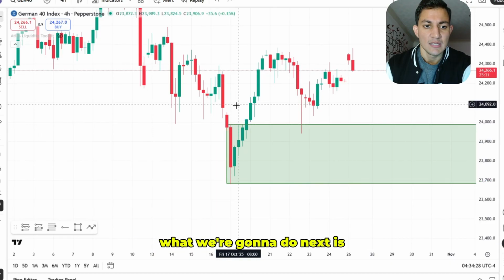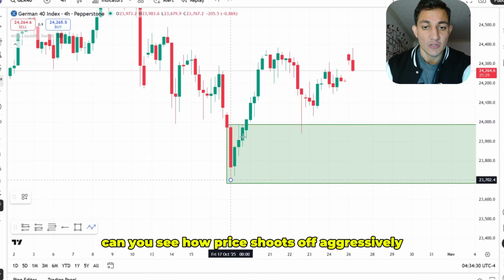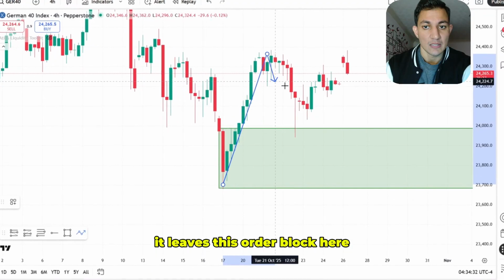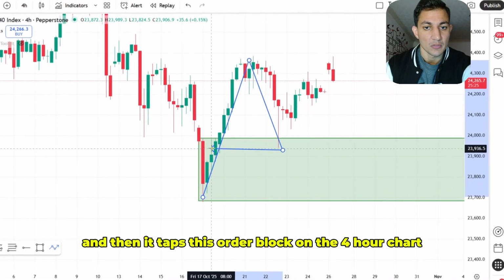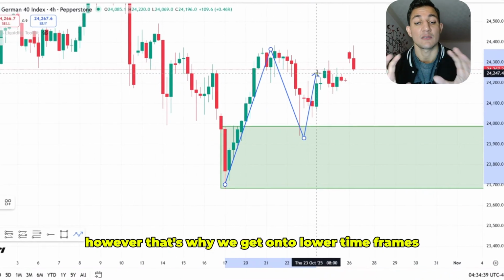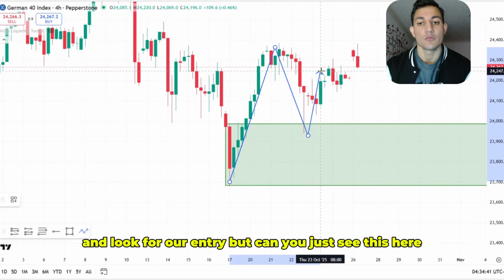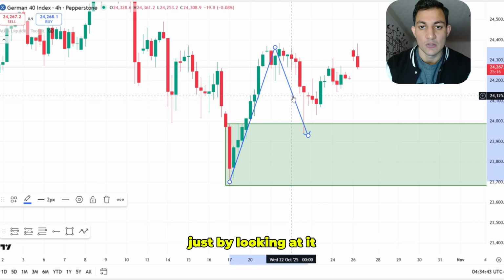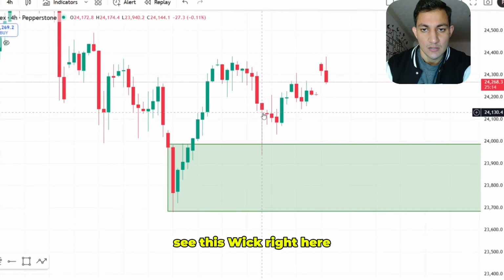And then what we're going to do next is, can you see how price shoots off aggressively? It leaves this order block here, and then it taps this order block on the 4-hour chart and then shoots off. Now, I know it's a bit messy here. However, that's why we get onto lower time frames and look for our entry. But can you just see this here just by looking at it? Can you see this wick right here?